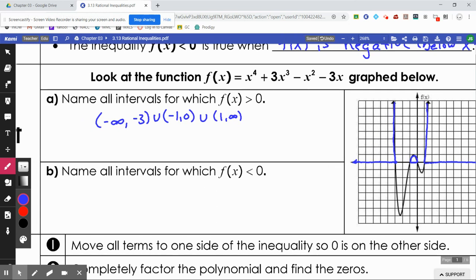Now where is it negative? Let's do it in a different color. My function is negative everywhere my function is below the x-axis. And I have two intervals there where it's negative, and that would be everywhere from here to here on my x-axis is below it, and everywhere from here to here on my x-axis is below it. So that's going to be from negative 3 to negative 1, or everywhere from 0 up to positive 1. That's where my function is less than 0 or below the x-axis.